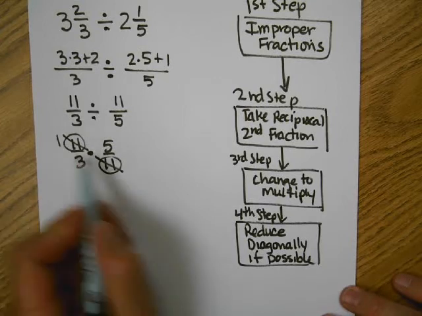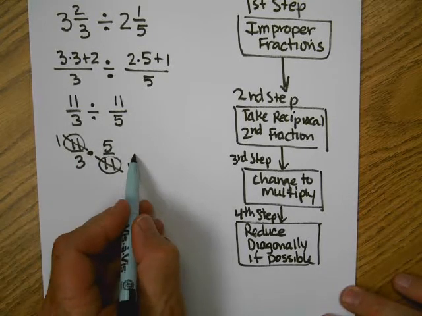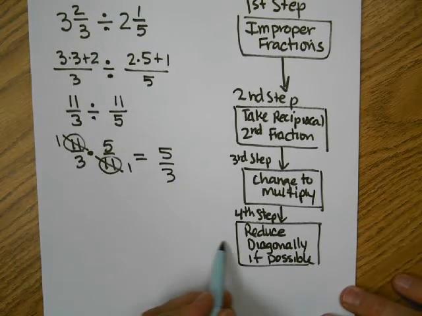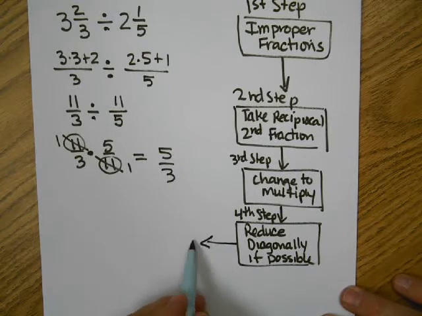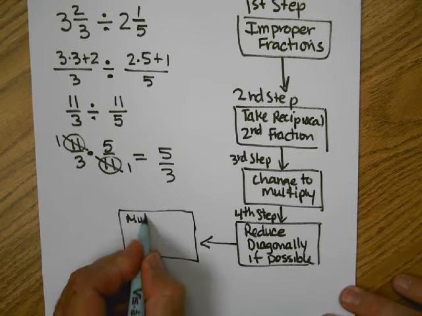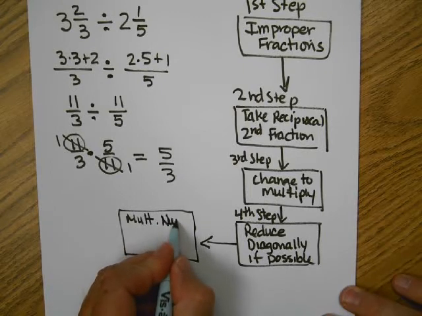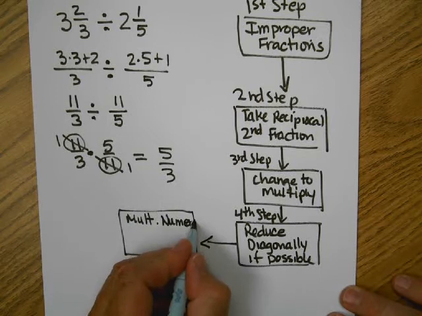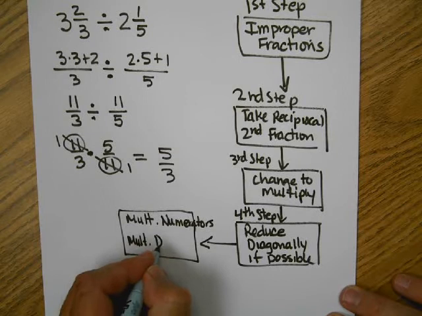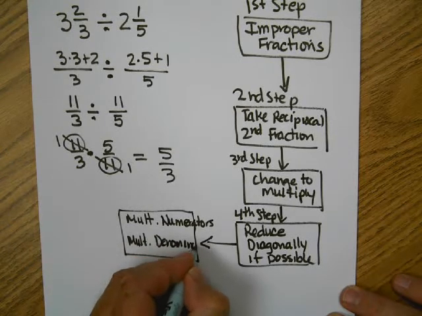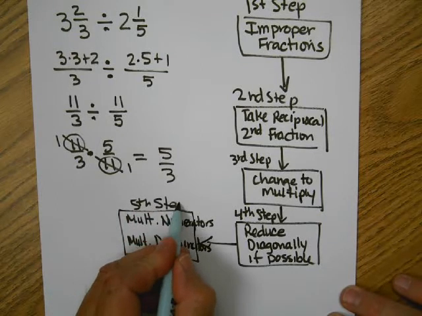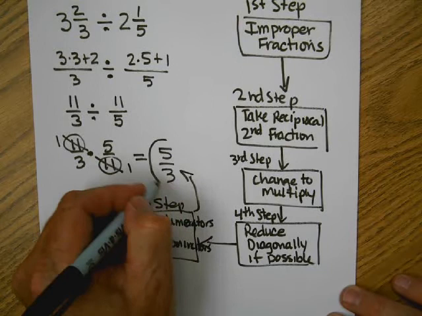Now we can multiply the numerators. 1 times 5 is 5. Multiply the denominators. 3 times 1 is 3. So our last step is to multiply numerators. I'm going to abbreviate because my box is small. Numerators. I'll just write it out. And then multiply denominators. See if I can squeeze that in there. Almost. So that's our fifth step. And this is our answer here.